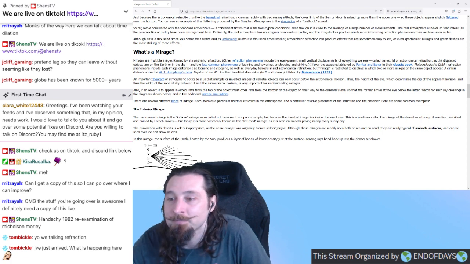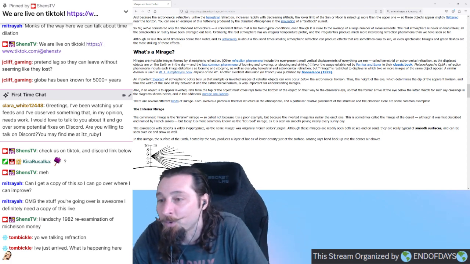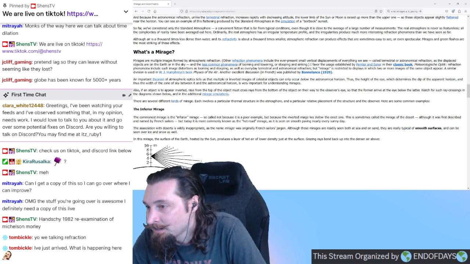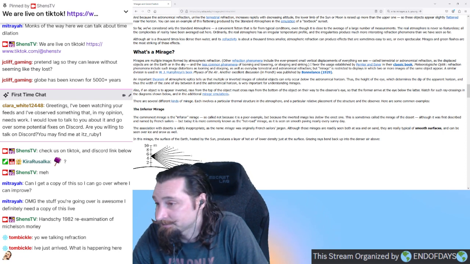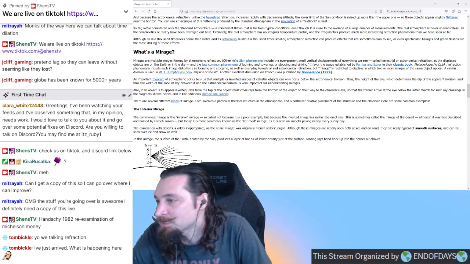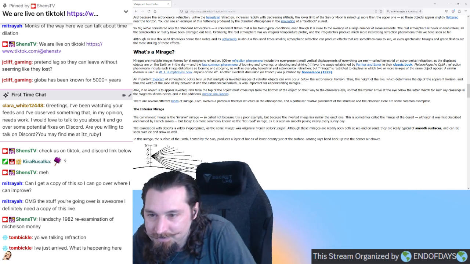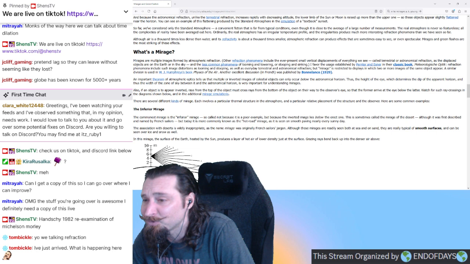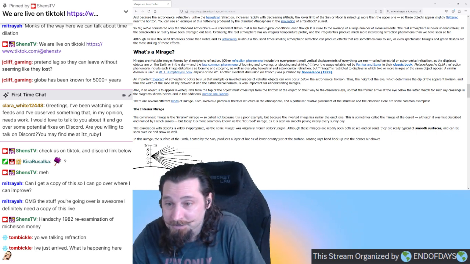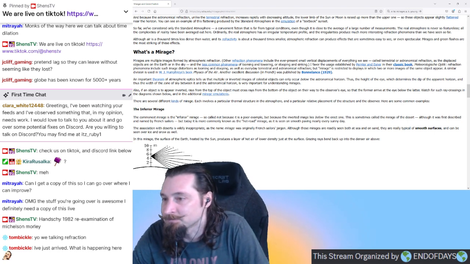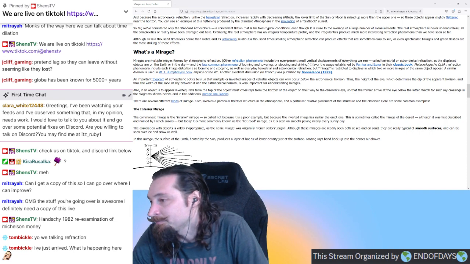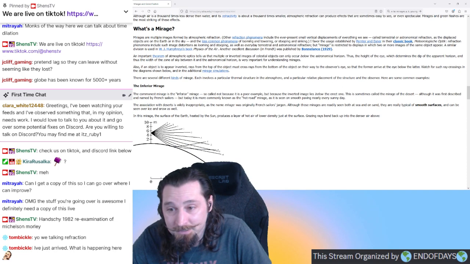The important theorem of atmospheric optics tells us that multiple or inverted images of celestial objects can occur below the astronomical horizon. So already we have stooped into one issue here as he is discussing celestial objects. Thus, the height of the eye, which determines the dip of the apparent horizon and thus the width of the zone of sky between it and the astronomical horizon, is very important for understanding mirages. Also, if an object is to appear inverted, rays from the top of the object must cross rays from the bottom of the object on the way to the observer's eye, which is saying there's a focal point, is what that is saying.